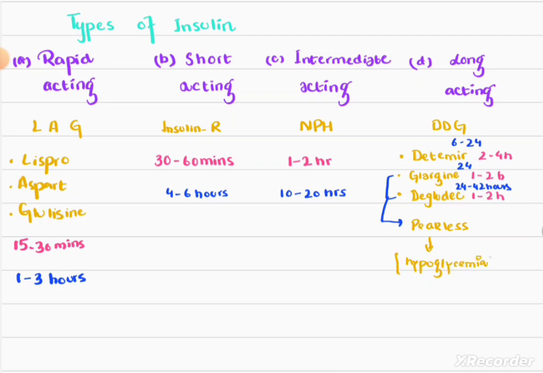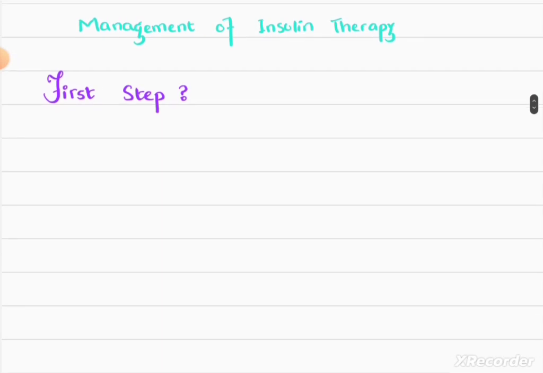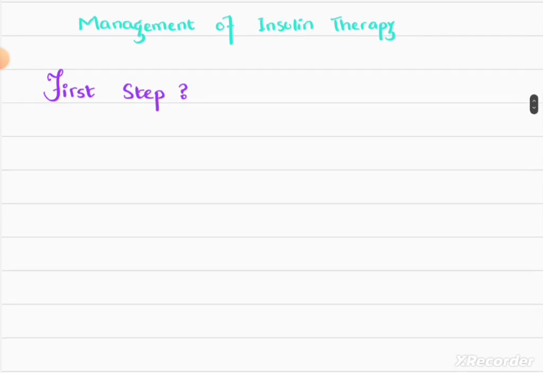So these are the most recent and the most advanced kind of insulins. Now, how do we manage insulin therapy in diabetes mellitus patients? So this is the management of insulin therapy. The first step in insulin therapy is to calculate the TDI. TDI is the total dose of insulin, or total daily requirement of insulin.